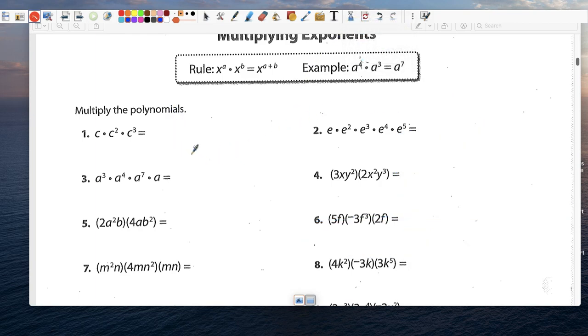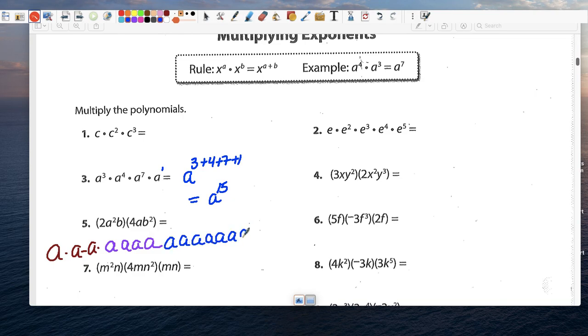So I know we said every multiple of 3, so take a look at the first one. It's a to the third times a to the fourth times a to the seventh times a, and there's a 1 here. So we keep the base, we add the exponents, 3 plus 4 plus 7 plus 1. That's going to give us a to the, let's see, 7, 14, 15th power. That's the shortcut. And again, if you want to expand it, a to the third is a times a times a. A to the fourth is a times a times a times a. A to the seventh, a times a times a, 3, 4, 5, 6, 7. And then finally, this little guy here at the end, it's just an a.